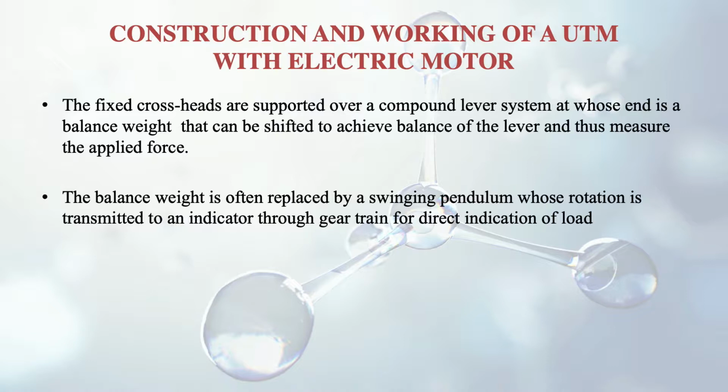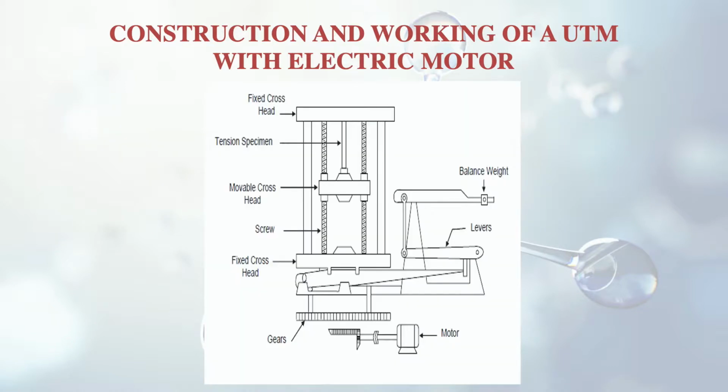The balance weight is often replaced by a swinging pendulum also, whose rotation is transmitted to an indicator through a gear train for direct indication of the load. So we can have this second mechanism also, and we can get the direct load from it. So after discussing the electric motor type of UTM, universal testing machine, now we shall move to the other kind of UTM, that is the hydraulic UTM.